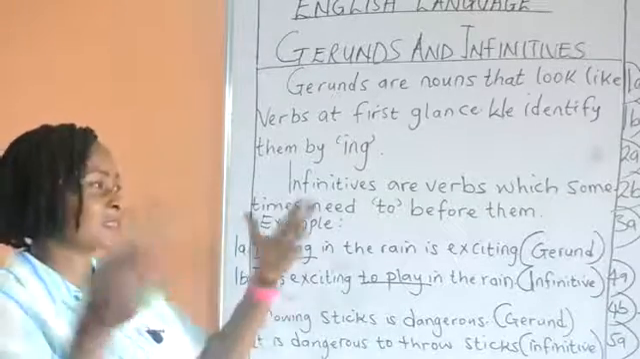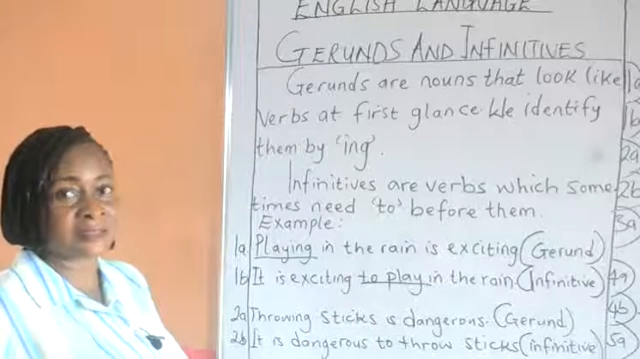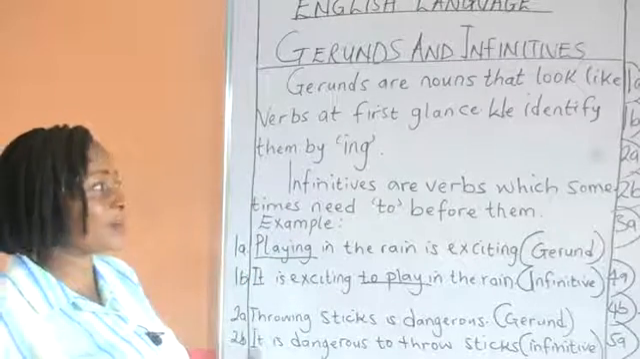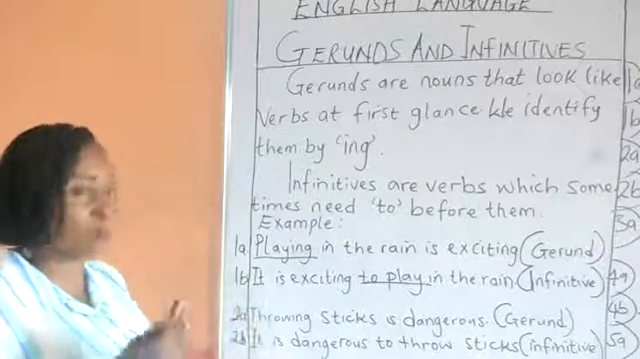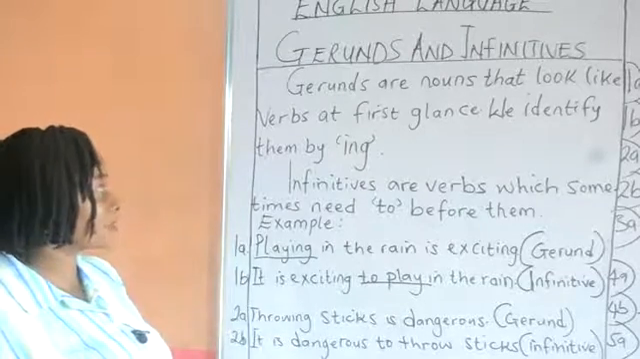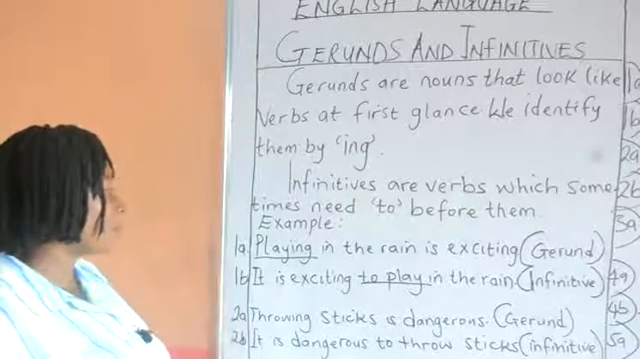From the word infinitive, something that doesn't have an end. It's a continuation or continuity. So that is infinitives. They are verbs which sometimes need to before them. Examples of gerunds and infinitives. Number 1A.